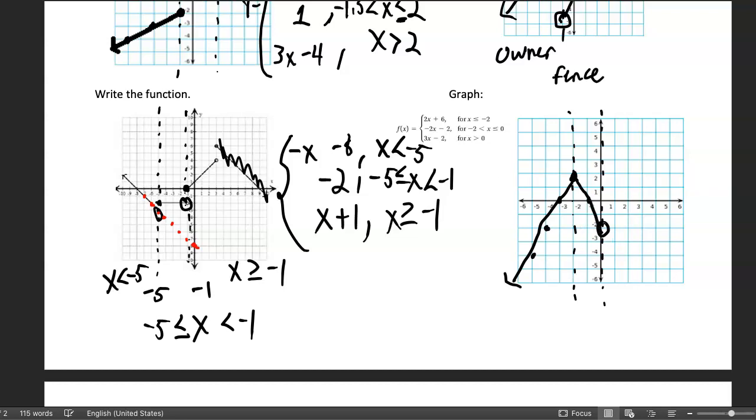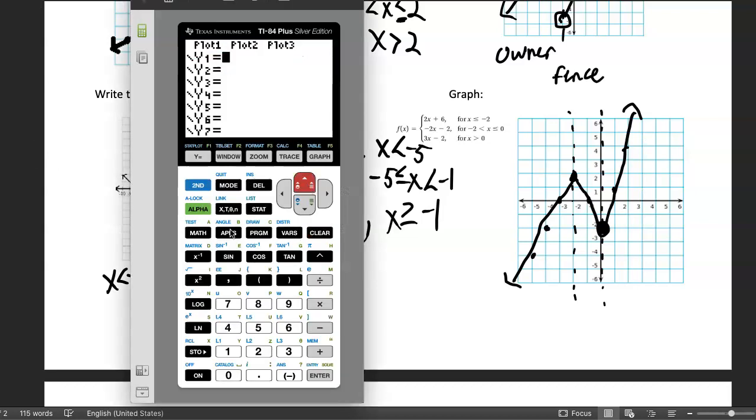And then we get 3x minus 2. So that starts at 2. It owns the land, so we'll fill in that dot. And it goes up 3 over 1. Up 3 over 1. And that's our graph. Let's put that into our calculator to make sure it's right again.